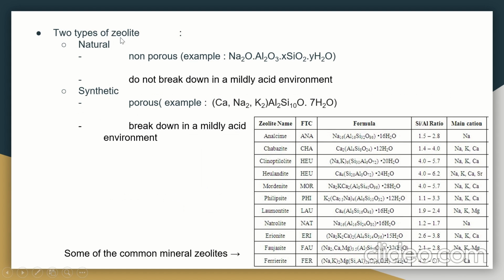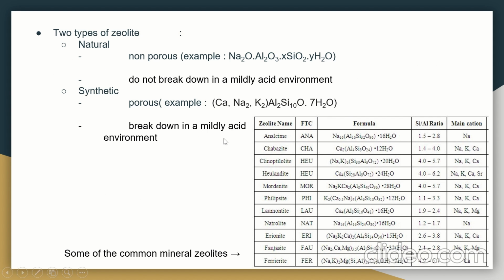There are two types of zeolite. We have natural zeolites and synthetic zeolites. Synthetic zeolites are manufactured from energy-consuming chemicals, while naturals are processed from natural ore bodies. Here you can see the difference between natural and synthetic zeolites. Natural zeolite is non-porous, while synthetic zeolite is porous. Natural zeolites do not break down in a mildly acid environment, while synthetic zeolites break down in a mildly acid environment. That shows that natural zeolites are more acid resistant in holding their structure together compared to synthetic zeolites. That's why natural zeolites are broadly accepted for use in the agricultural industry.